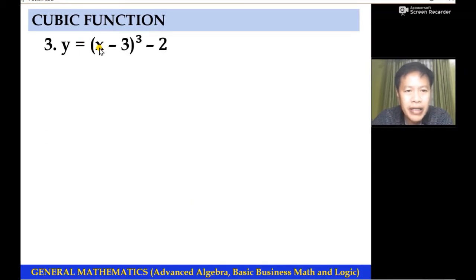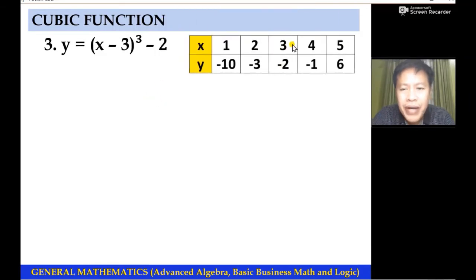Y is equal to quantity x minus 3, quantity cube, minus 2. What are the coordinates of the point of symmetry? 3 and negative 2. Therefore, that will be put in the middle of our table of values. X is 3 and y is negative 2. Therefore, we are going to arrange the values of x. 3 minus 1 is 2. 2 minus 1 is 1. 3 plus 1 is 4. 4 plus 1 is 5.